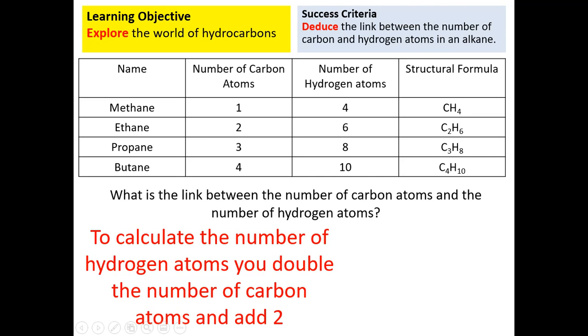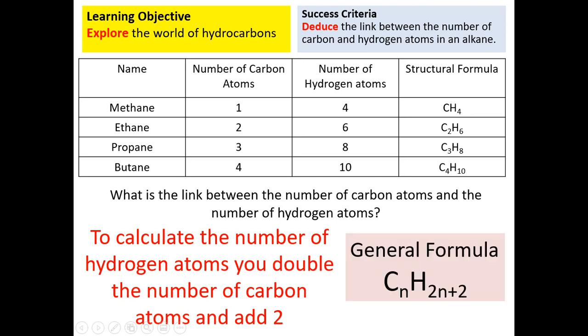So we could have 33 million carbon atoms, but the number of hydrogen atoms would always be double and add 2. So this is what we call then our general formula, where n can be any number. So to get the number of hydrogen atoms, you double n and you add 2.